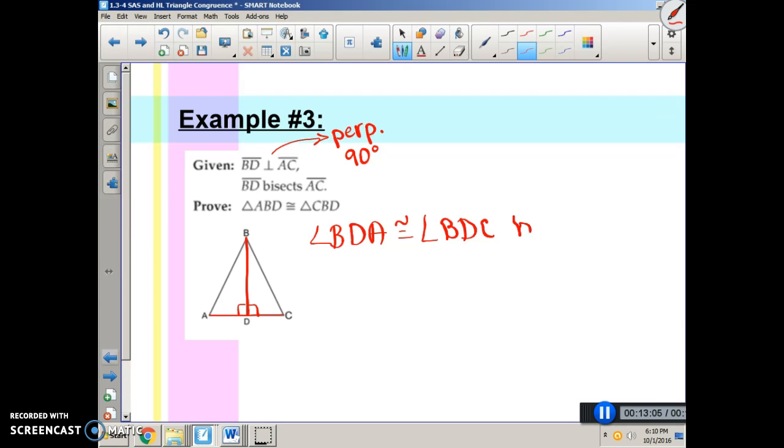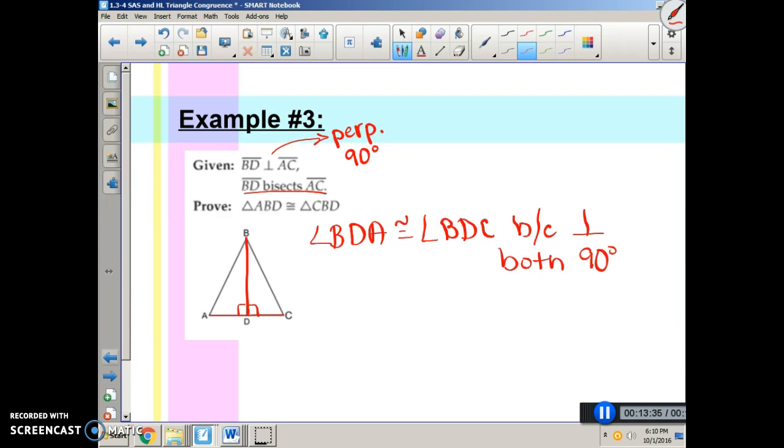Angle BDC, because perpendicular. And the smartboard's a little wonky, so if it looks a little crooked, it's not my fault. I'm sorry about that. Alright, so I've got that they're congruent because they're perpendicular, so they're both 90 degrees. Got to give a little bit of explanation there. It also tells me that BD bisects AC. Alright, so far I've got 90 degrees. I could use my HL. Let's see if it'll actually work though.